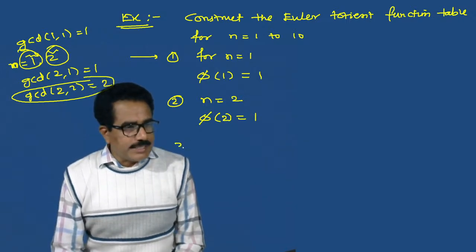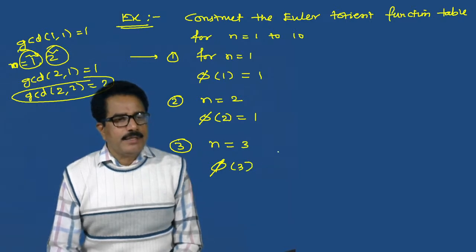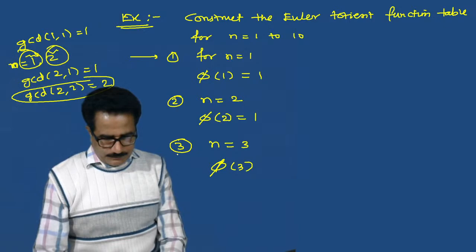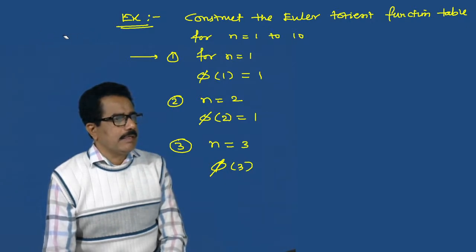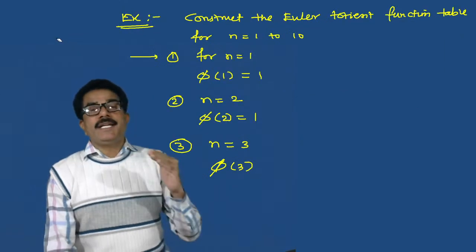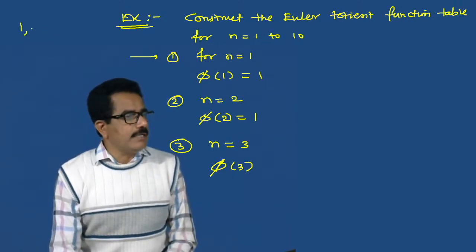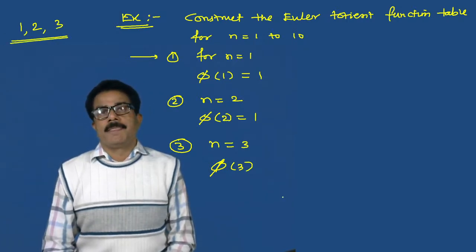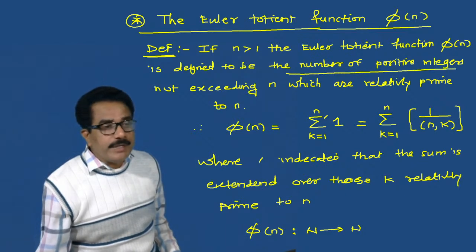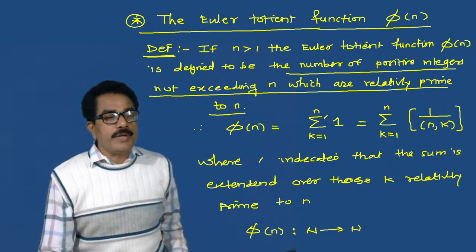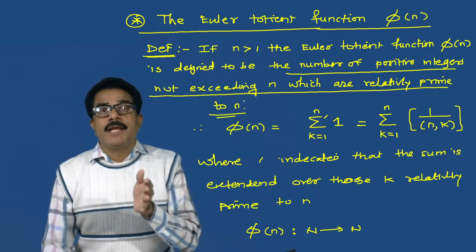Okay, now tell me the third one. Third number, see this, n equals 3, phi of 3. Now think a little here. How many positive integers are not greater than 3? There are 3 integers: 1, 2, 3. According to the definition, we have to find the number of positive integers which are not greater than n and relatively prime to n.